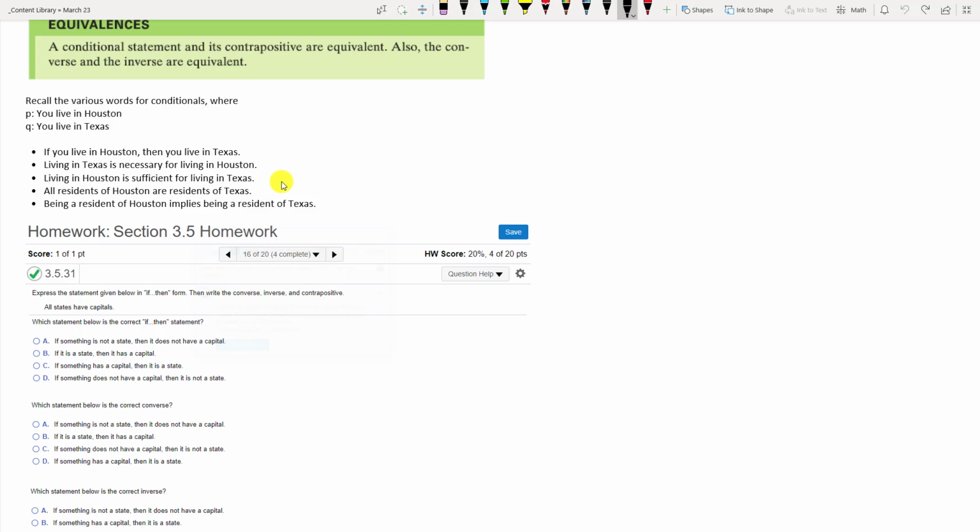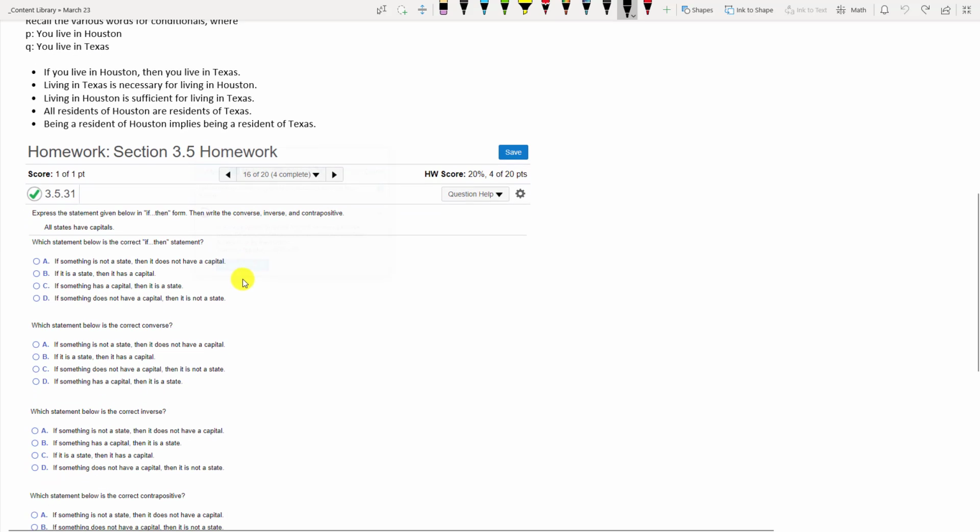The reason we need to review this is that when you get to a problem on your homework, you're going to get a statement like this one: all states have capitals. It looks a lot like all residents of Houston are residents of Texas, which means the first part is the P and the second part is the Q. What's the correct if-then statement? The correct one is if something is a state, then it has a capital, and we would choose B. That's our plain conditional statement.